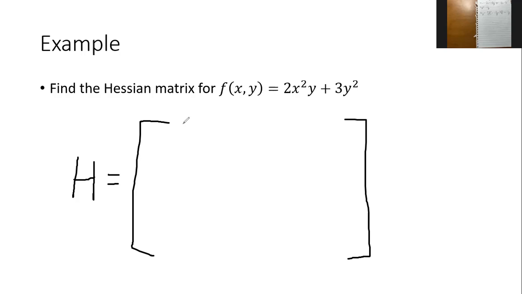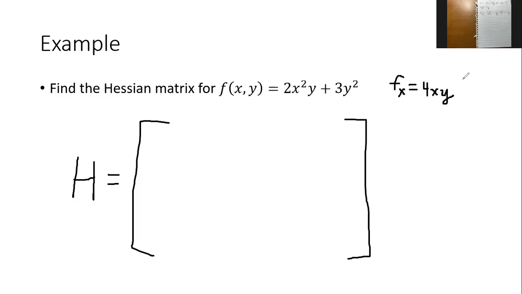Let's do this now. What belongs in the upper left corner of this Hessian matrix? It is the partial derivative with respect to x, twice. So let's think about that. What is f of x of this function? 2x squared y. Then this x squared will become a 2x, the 2 will still be there, and we'll get 4xy, right?